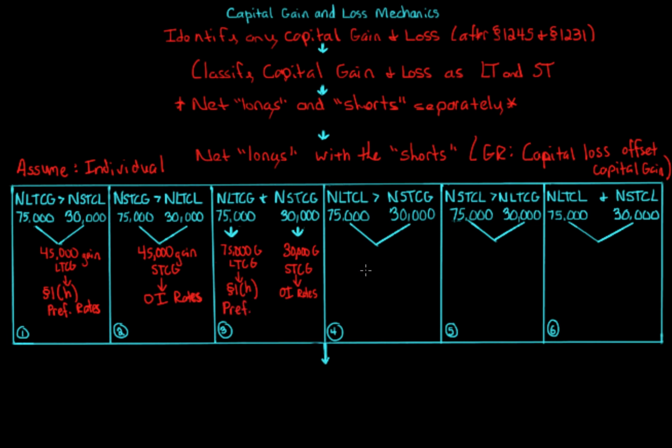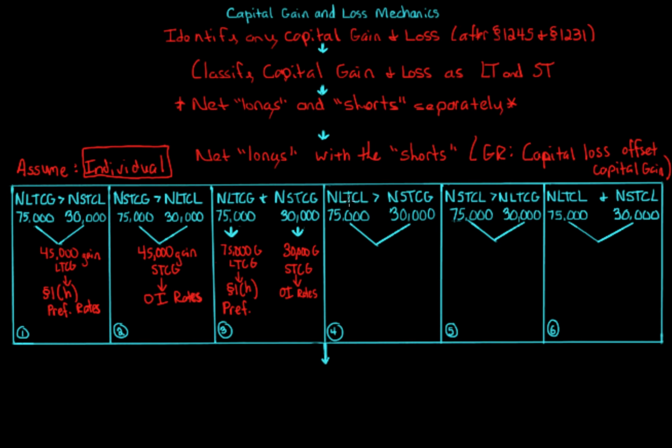Okay, let's continue to example 4. Now we're going to see when the losses are greater than the gains and how that works. And again, I want to reiterate that we're assuming the taxpayer is an individual because there's going to be a special rule I'm going to mention. Okay? So we have a net long-term capital loss of $75,000 and net short-term capital gain of $30,000. By the way, in all these examples, I use 75, 30. 75 is the greater number and 30 is the lesser number.